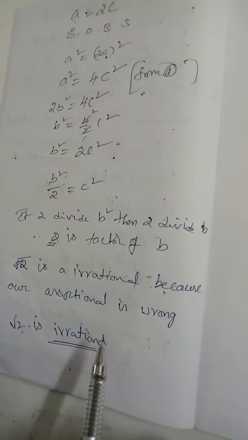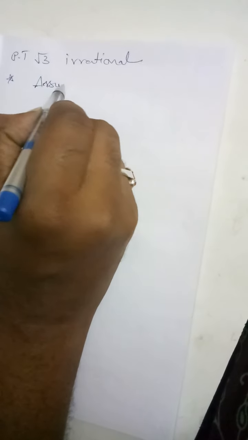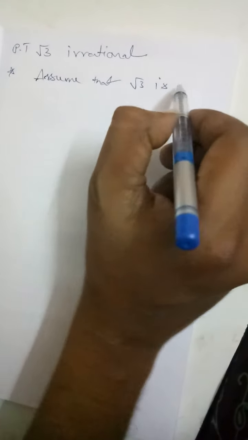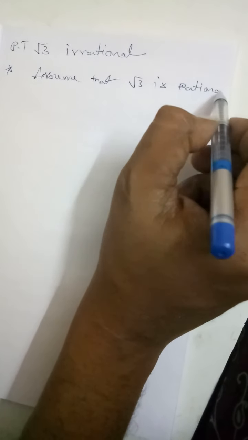So I'm going to another example. Prove that root 3 is irrational. Same process here. Whatever the number is, the same process will continue. But here also we can't do this proof directly. I'm taking the indirect version. Assume that root 3 is rational.